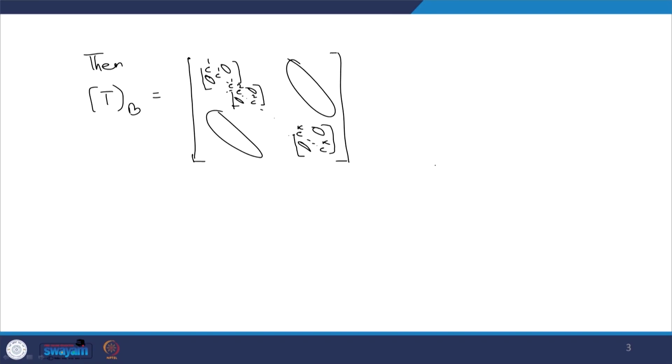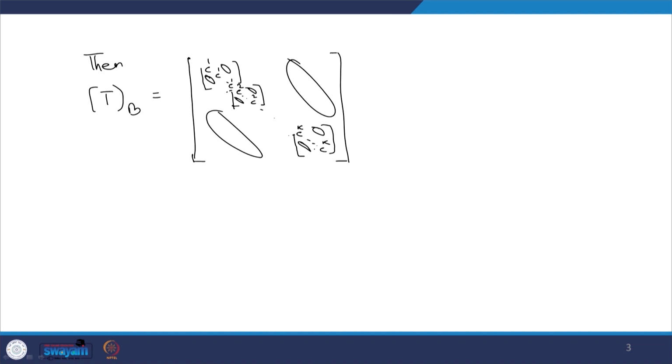This I am writing as a sort of block diagonal matrix. In each block, the matrix is again a diagonal matrix with entries C1, C1, C1 and so on, then C2, C2, C2. The first block is a d1 by d1 matrix, the second is a d2 by d2 matrix, and the last one is dk by dk, so that the sum of di, i equal to 1 to k, equals n. This is the rewritten matrix representation of T when some roots are repeated.